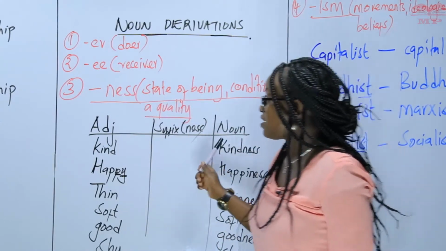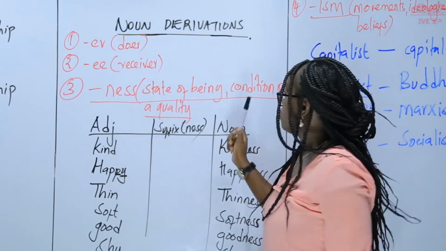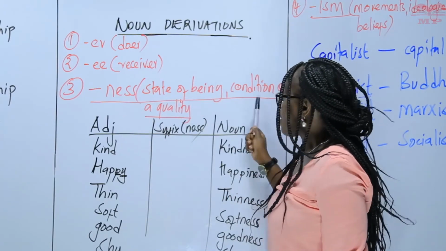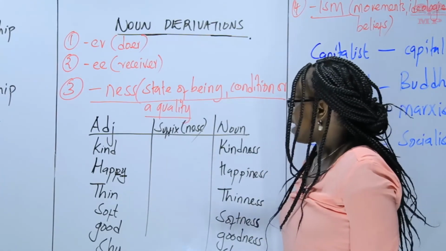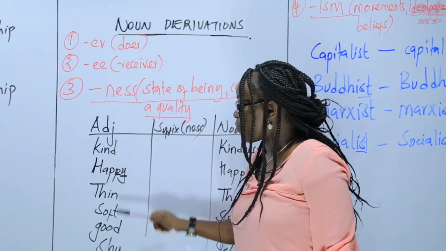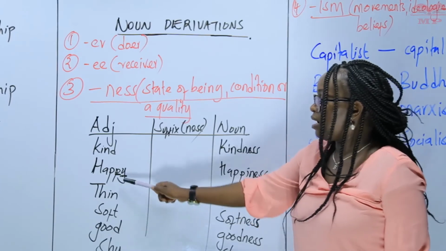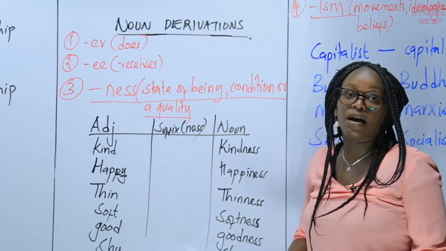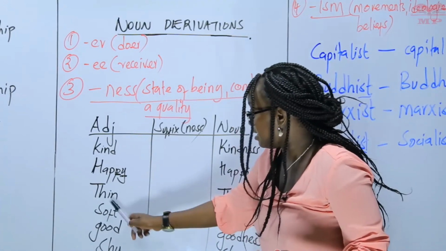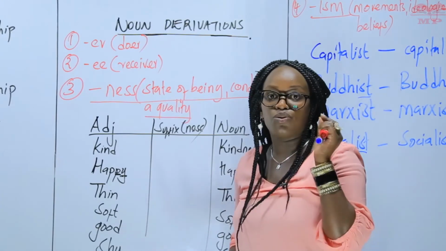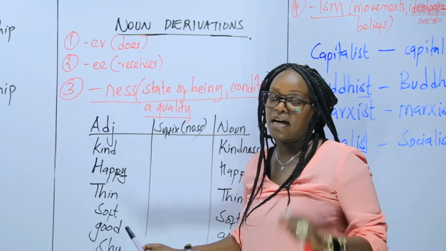So we started with the first suffix, which was ness. I told you that this suffix is actually used to express a state of being, a condition, or a quality. Then I gave examples, and then I gave exceptions of how some adjectives behave when you try to add the suffix to them. Some have to drop a letter, others, like the word thin or stubborn, you do not need to drop the n so that you can add the suffix. You just add the suffix to the word as it is.